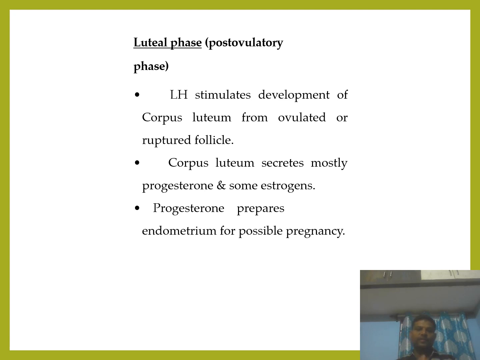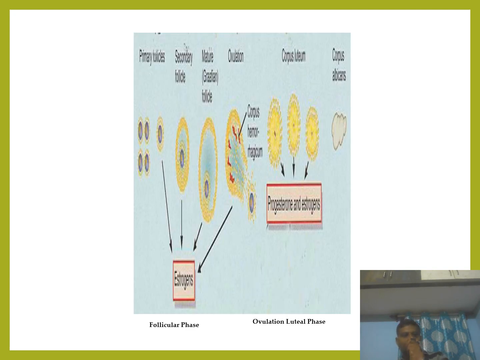Now the luteal phase, the post-ovulatory phase. The other name for the luteal phase is the post-ovulatory phase. Here, the luteinizing hormone stimulates the development of the corpus luteum from the ovulated and ruptured follicle. Now the formed corpus luteum secretes mostly progesterone as well as some estrogen. This progesterone prepares the endometrium layer for a possible pregnancy.